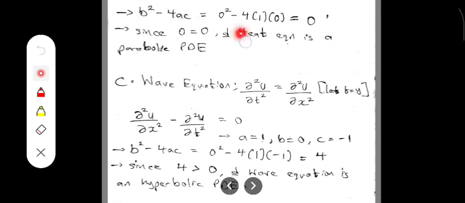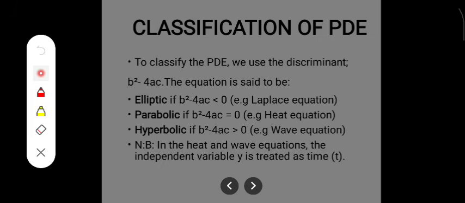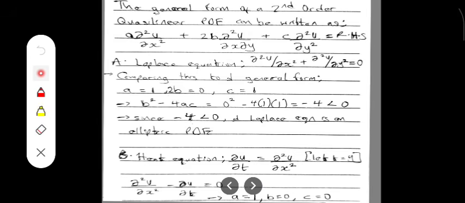Now when we substitute that into the discriminant b square minus 4ac, since b is equal to 0, we have 0 square minus 4 times a, where a is equal to 1 and c is equal to 0. This gives 0 in total. Therefore the discriminant is equal to 0, which according to the condition for a parabolic PDE means that the heat equation is an example of a parabolic PDE.